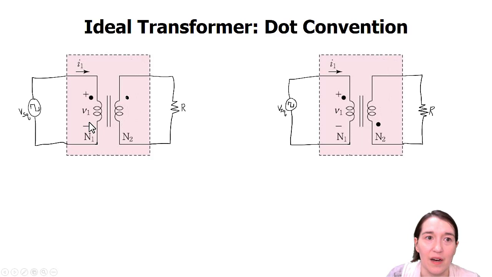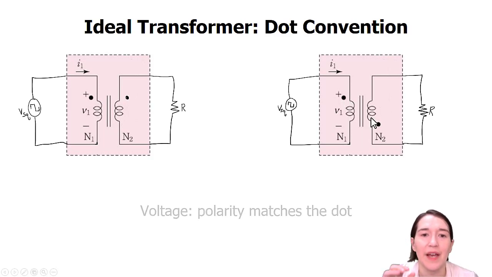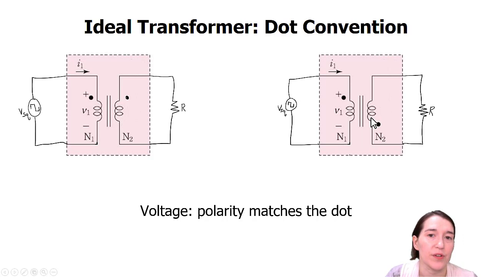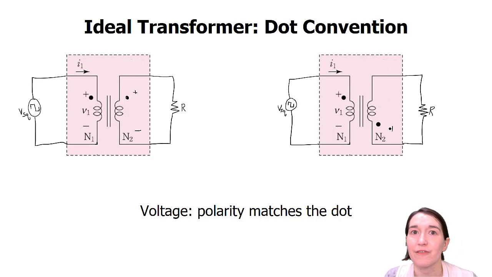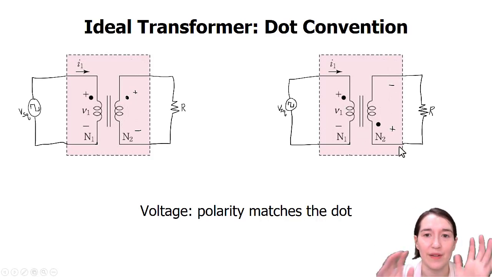So here we have a transformer, and there's two little dots. This one is on the top, and these ones are top and then bottom, so they're reversed. The polarity of the output voltage, or the secondary side, will always match that of the dot. So here it's going to be the same as with the primary side, and here it's going to be flipped because we're matching the plus to the dot side. Okay, so that's always true.